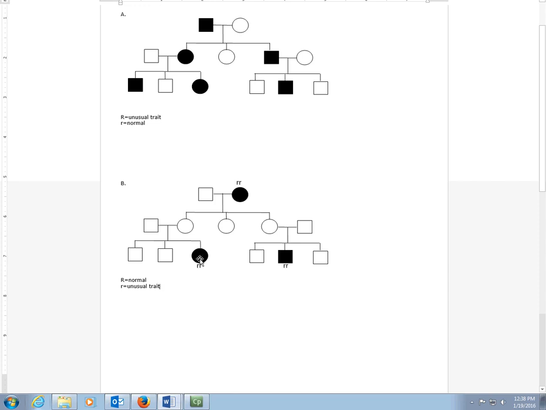So this individual here in generation 3, this individual in generation 3, and then the individual in generation 1 are all little r, little r. And everybody else is big R something. So they could be big R big R or big R little r. And with each individual that's normal, you would have to look at their children and look at their parents and try to determine if it's big R big R or big R little r.